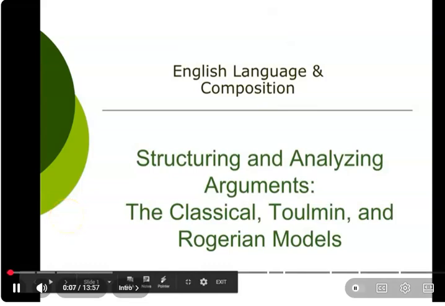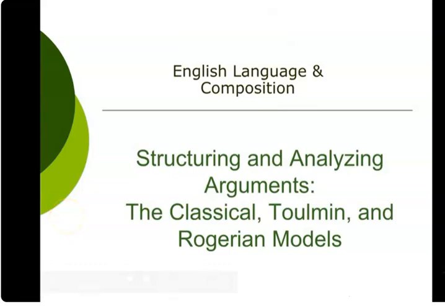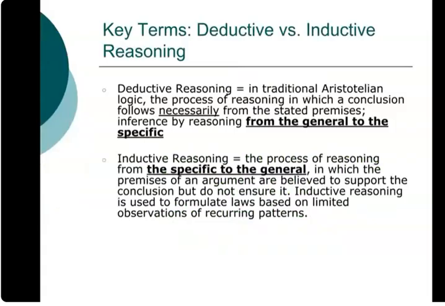Let's go over three major argument models that we'll be talking about in this class. We'll talk about the classical model, which you're familiar with, Toulmin, and Rogerian. First of all, let's look at a few of the key terms that you might see when we're discussing arguments.